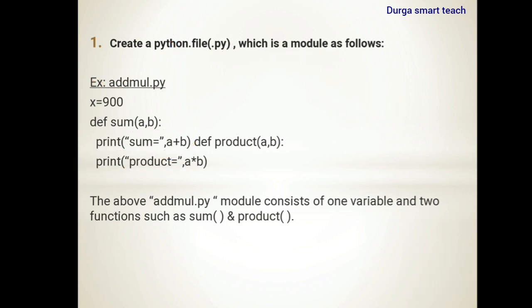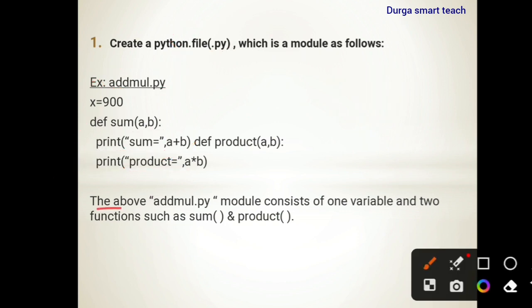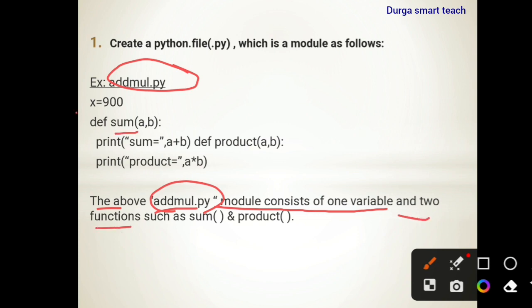Here the above is addmul.py. So addmul.py is the file name. The addmul.py module consists of one variable, that is x, and two functions, those are sum and product. So it contains two functions and one variable.